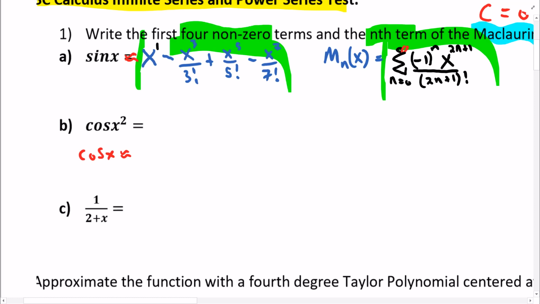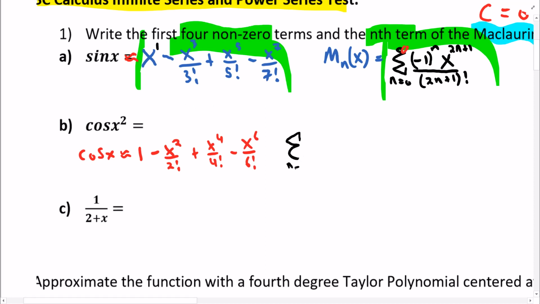Cosine x is basically the terms that are missing from sine. So we're going to start with 1 minus x squared over 2 factorial plus x to the 4th over 4 factorial, right? All the even ones, minus x to the 6 over 6 factorial. That's the first 4.